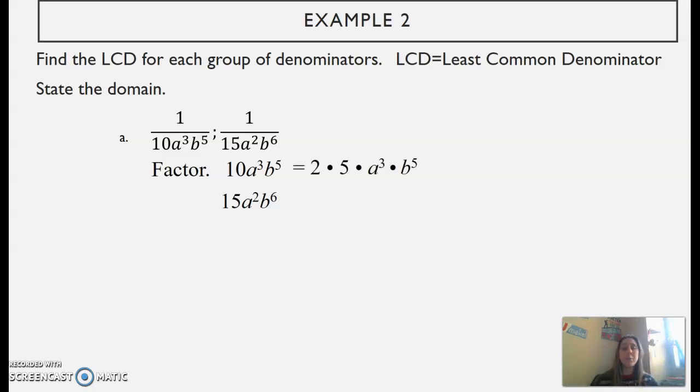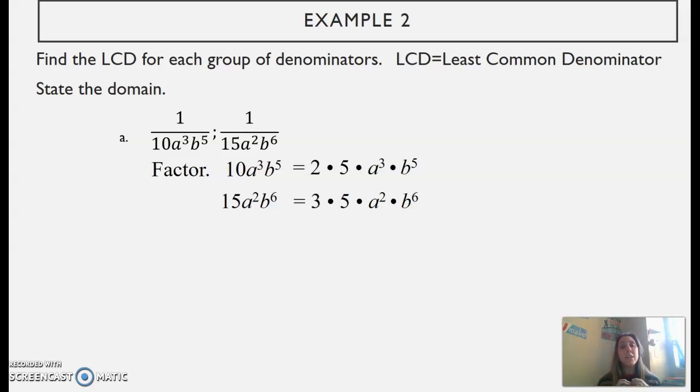Another way to do that would be to factor. So 2 times 5 times a cubed times b to the 5th, and then we get 3 times 5 times a. So then this is going to give us 30, because 2 times 3 times 5, that 2 times 3 is 6, 6 times 5 is 30. So that gives us that least common multiple. Least common multiple is the lowest number that two numbers multiply to, the product.